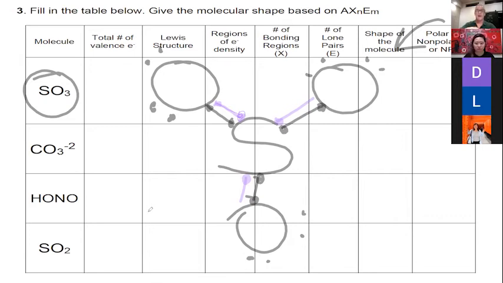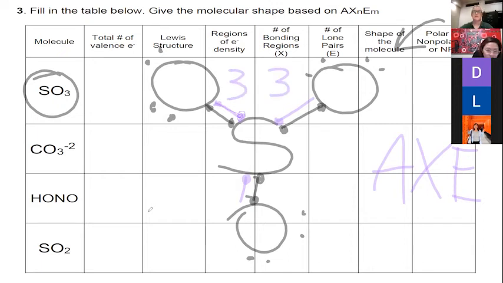So now that we know how to draw this, what shape is it going to be? So we're going to go to our AXE rule. So our central atom is what? Sulfur. And how many regions of electron density are around it? Is it 3? Three, right. Yep, 3 regions. The region between each oxygen and the sulfur. So it has 3 regions of electron density, 3 bonding regions.